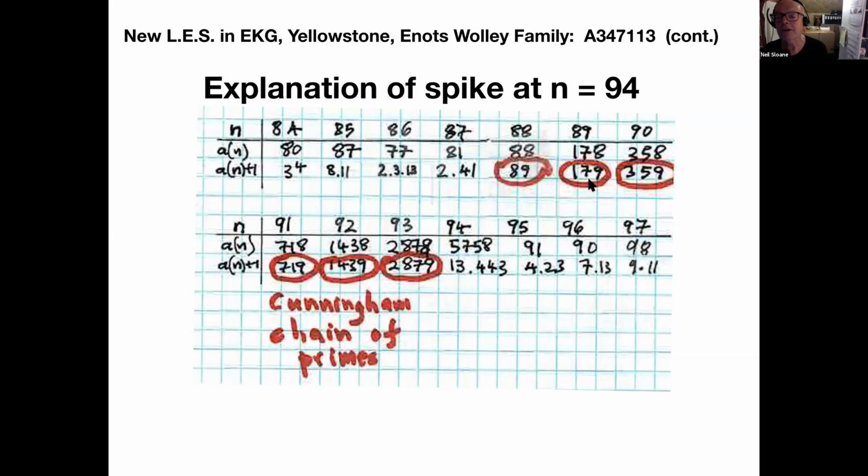Add 1 and we get 179, which is also a prime. And we get another prime and another prime and another prime. This is what's called a Cunningham chain of primes. Each prime is twice the previous prime plus 1. And that's what created that large eruption at 93, 94.